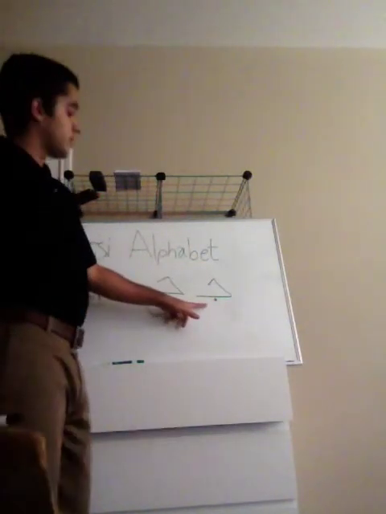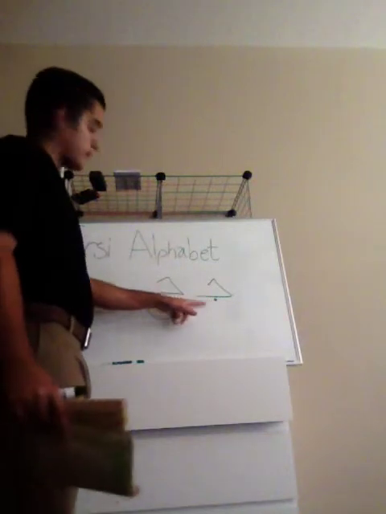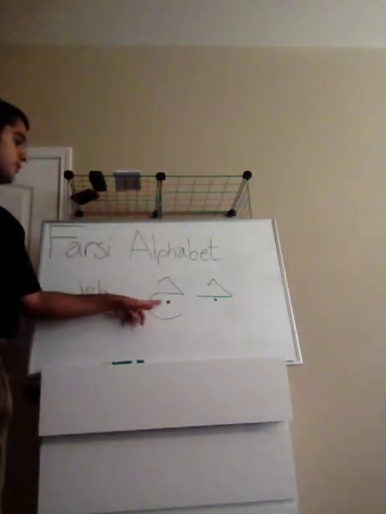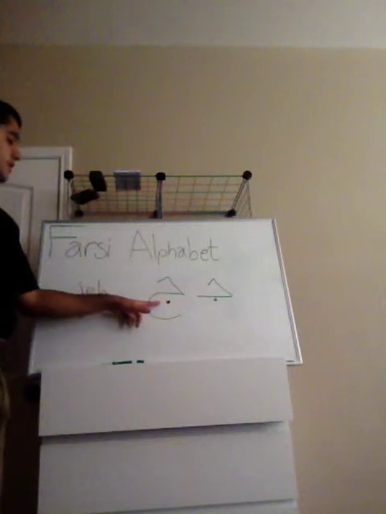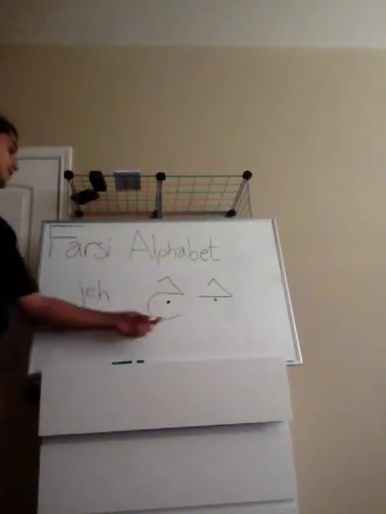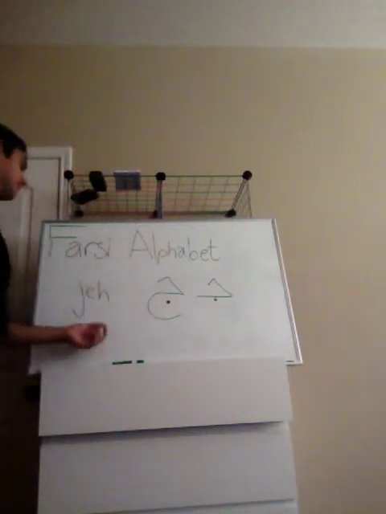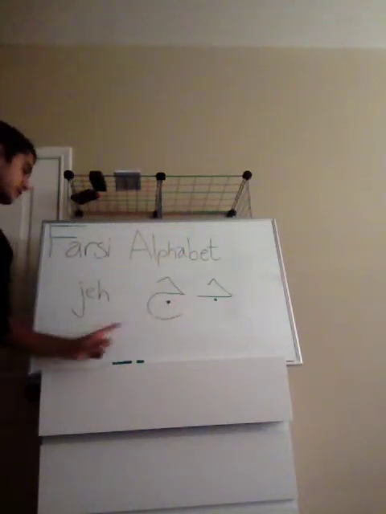You put this Je in the beginning of the word, the middle part of the word, and you put this Je at the end of the word. Again, this is Je, and it sounds like this. So whenever we see this letter, we say Je.